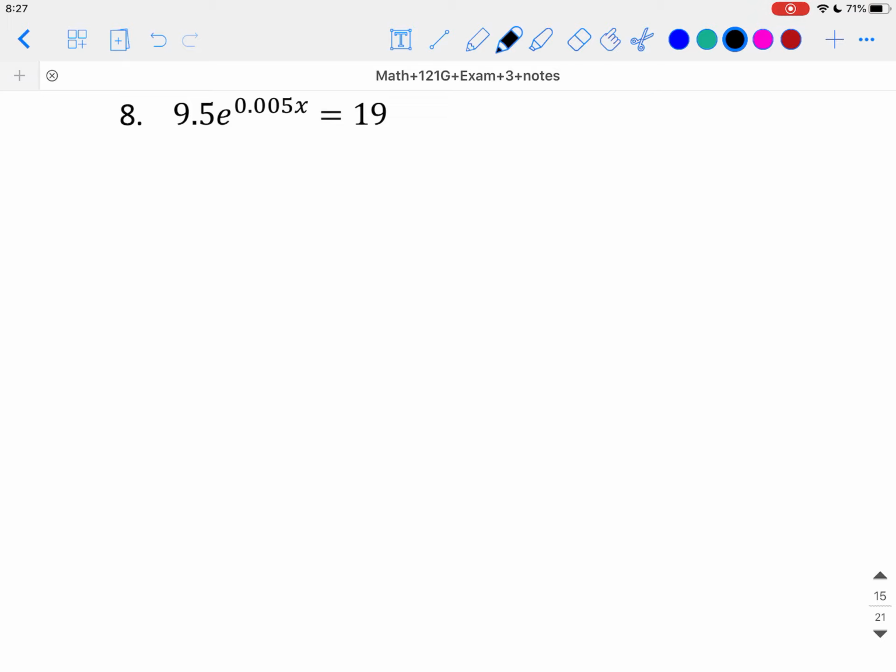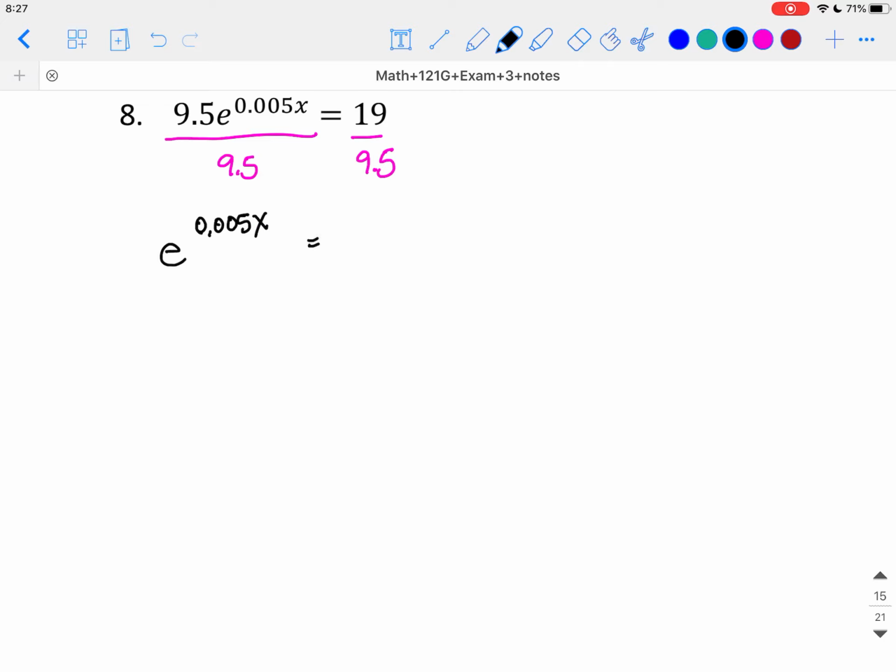Okay, number 8. 9.5 e to the 0.005x is equal to 19. So the base and its exponent, which is the e and the 0.005x, are not by themselves. We need to get rid of that 9.5. It's multiplying, so we're going to divide.